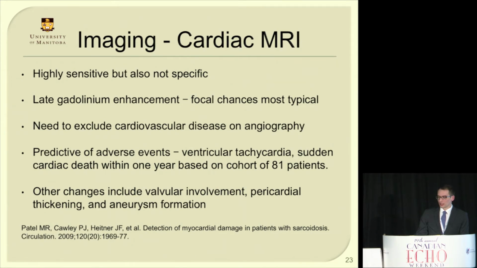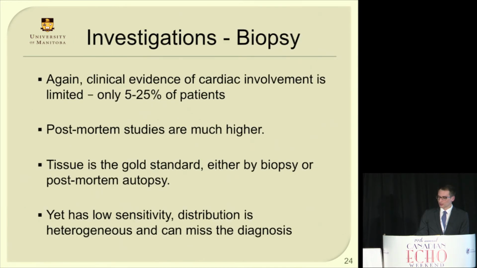On MRI, again, highly sensitive but not as specific. We look for late gadolinium enhancement, and focal changes are most typical. In these cases, we need to rule out ischemic causes of disease, which was done in this patient. And actually, having findings is predictive of adverse events, either symptomatic or not. VT, sudden cardiac death, do appear to be increased in patients within 1 year who have focal findings of changes on MR. Other changes do include valvular involvement, pericardial thickening, and aneurysm formation. So again, we did see that on this patient as far back as 2008.